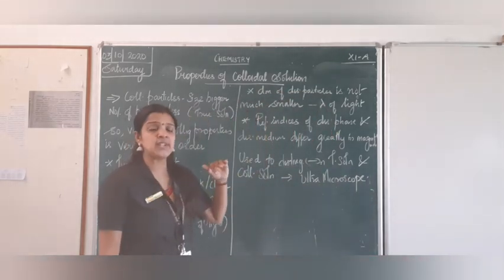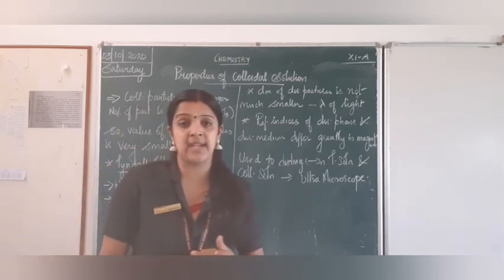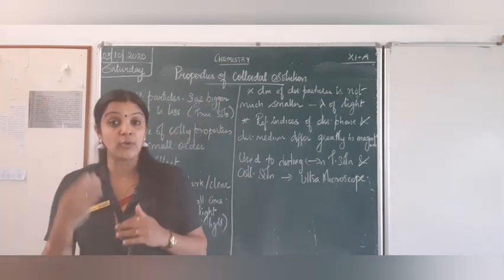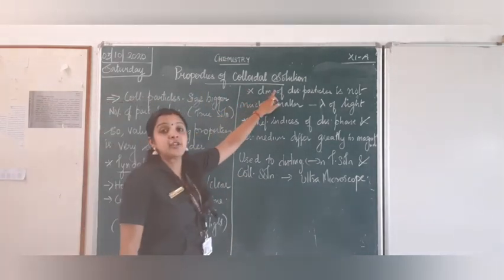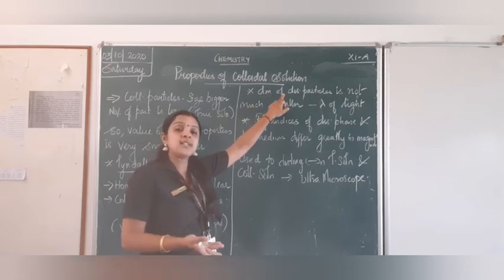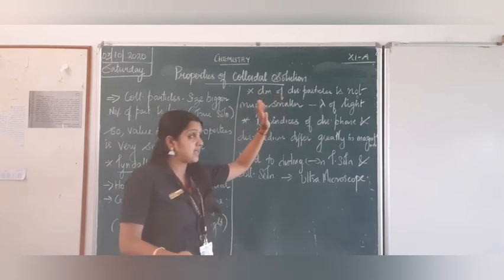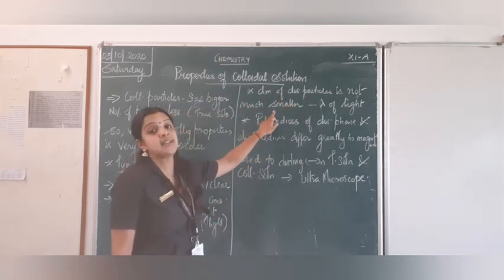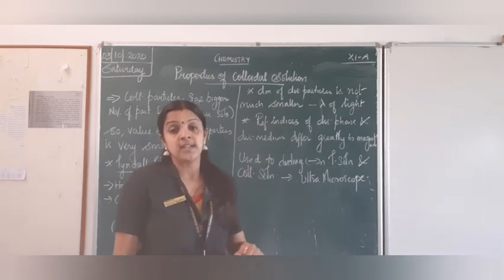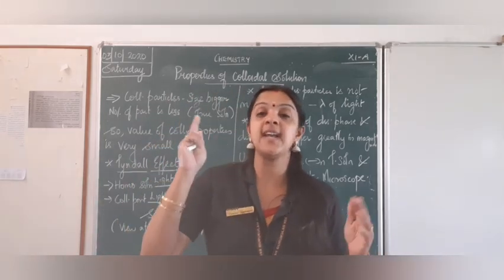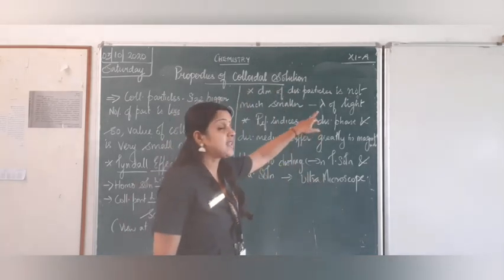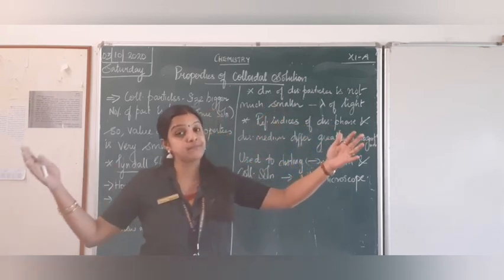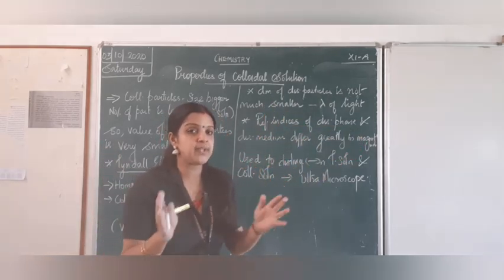Now what are the parameters required for the Tyndall effect to be observed? One is the diameter of the dispersed particles. What are the dispersed particles here? Colloidal particles. The diameter of the dispersed particles is not much smaller than the wavelength of the light. When I am sending a beam of light, it has a particular wavelength. So when I compare the wavelength of the light and the diameter of the dispersed particle, it should not be much smaller, it should be a good difference.